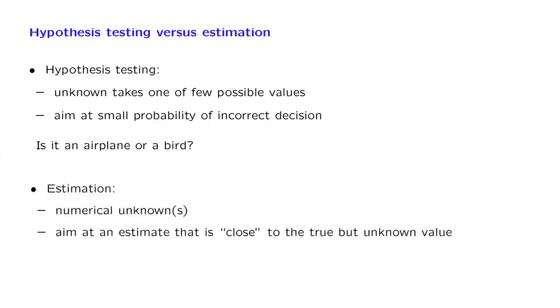Instead, in estimation problems, the unknown quantities are more of a numerical type. They could even take continuous values. And what we want to do is to come up with an estimate of an unknown quantity that is close to the true but unknown value of the quantity that we're trying to estimate. So here our performance objective is in terms of some kind of distance function. We want to be close to the truth, and typically we have a continuum of possible choices. That is, our estimates can be general real numbers.